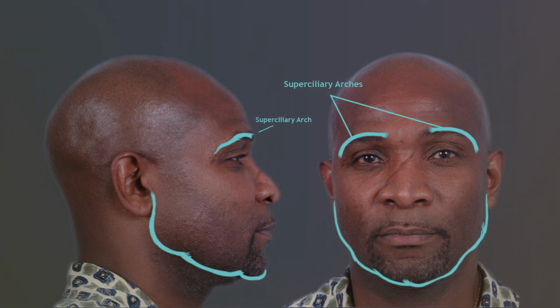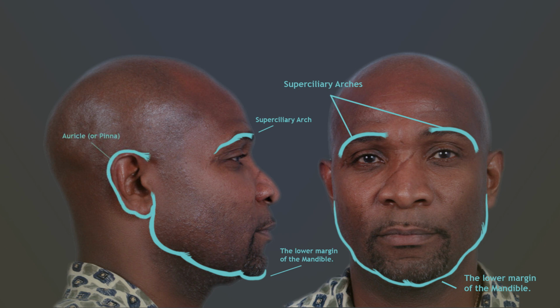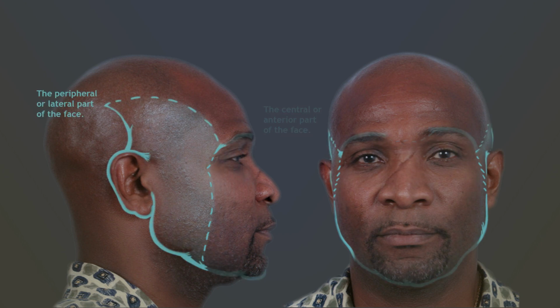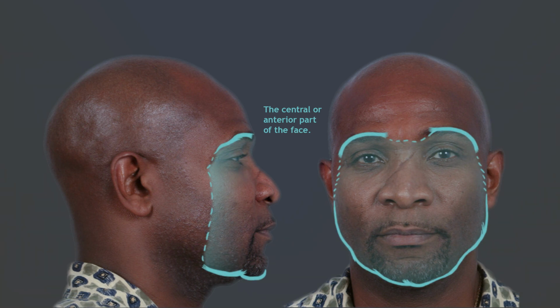The face is the region bounded superiorly by the superciliary arches, inferiorly by the lower margin of the mandible, and posteriorly by the auricle or pinna. Within this region, the face can be divided into two parts: the central or anterior part of the face and the peripheral or lateral part of the face. The anterior face is the region medial to the widest points of the zygomatic arches, that is, the region between the cheekbones. This contains the eyes, nose, and mouth.